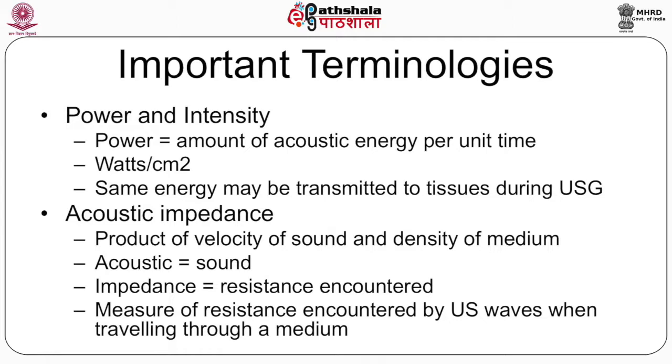These are power, intensity, acoustic impedance and attenuation. Now, what do we mean by power? Power is the amount of acoustic energy per unit time, and it is usually expressed in the unit of watts. Power per unit area can be expressed in watts per centimeter square, the physical term for which is intensity.